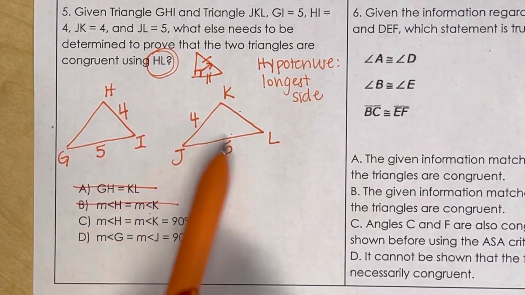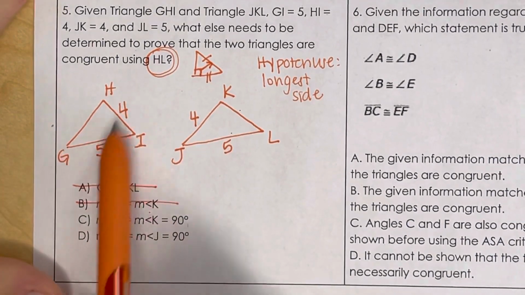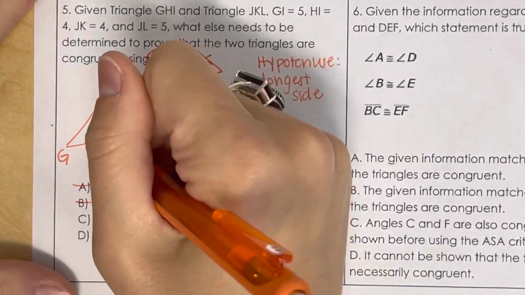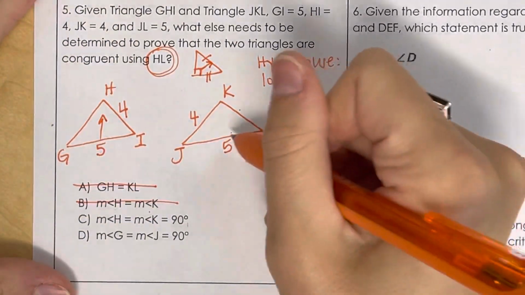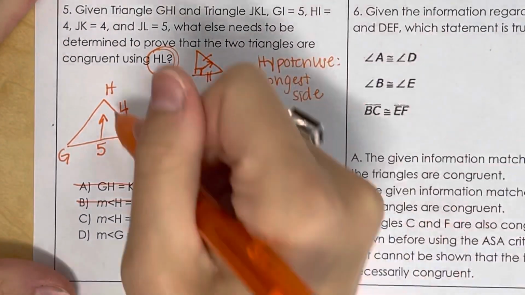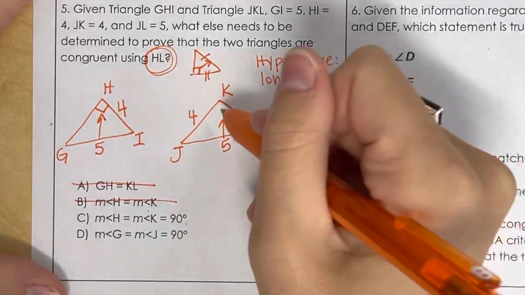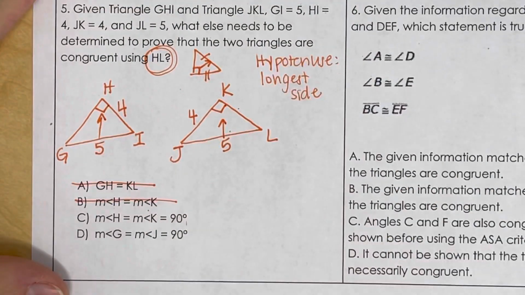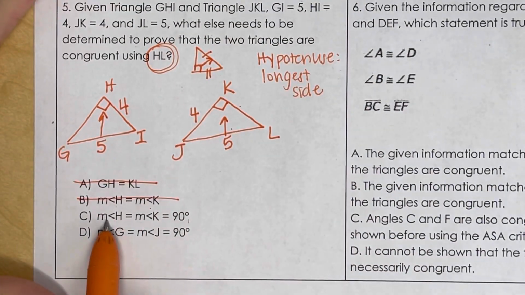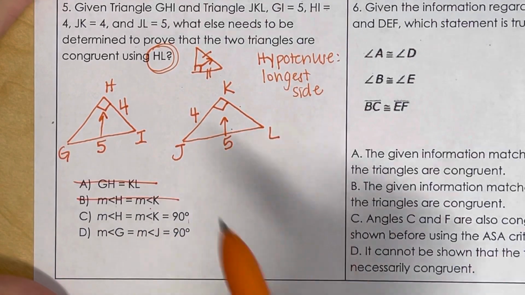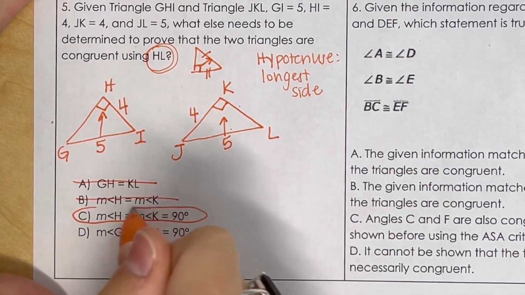So if I'm looking at my numbers here, my bigger side is the 5. So across from 5 is angle H, and across from this 5 is angle K. So that means angle H is a 90-degree angle and angle K is a 90-degree angle. So I'm gonna come down here, I see angle H is equal to angle K, and they're 90 degrees. So there's my answer for this one.